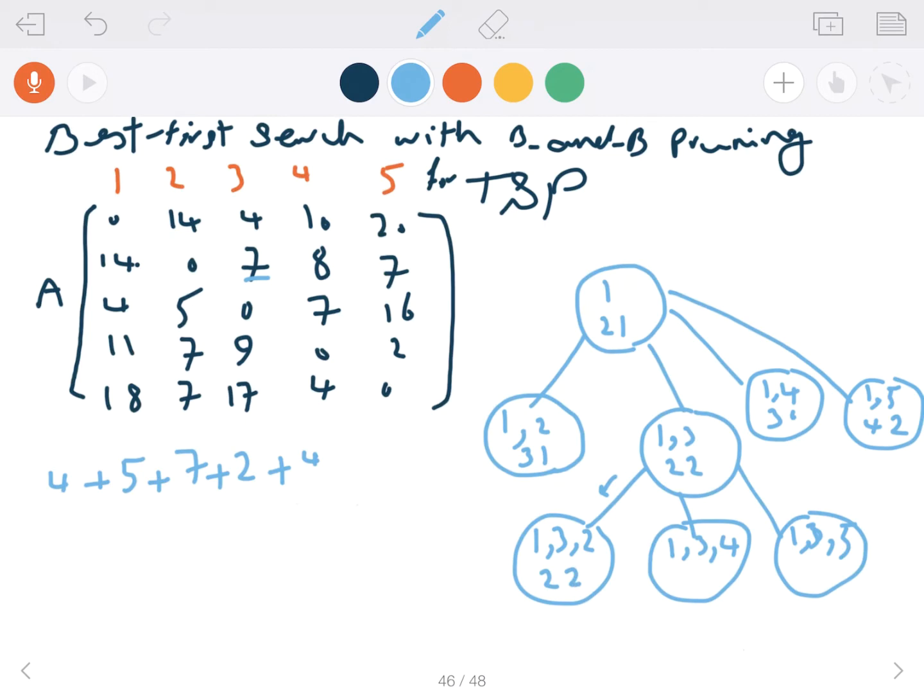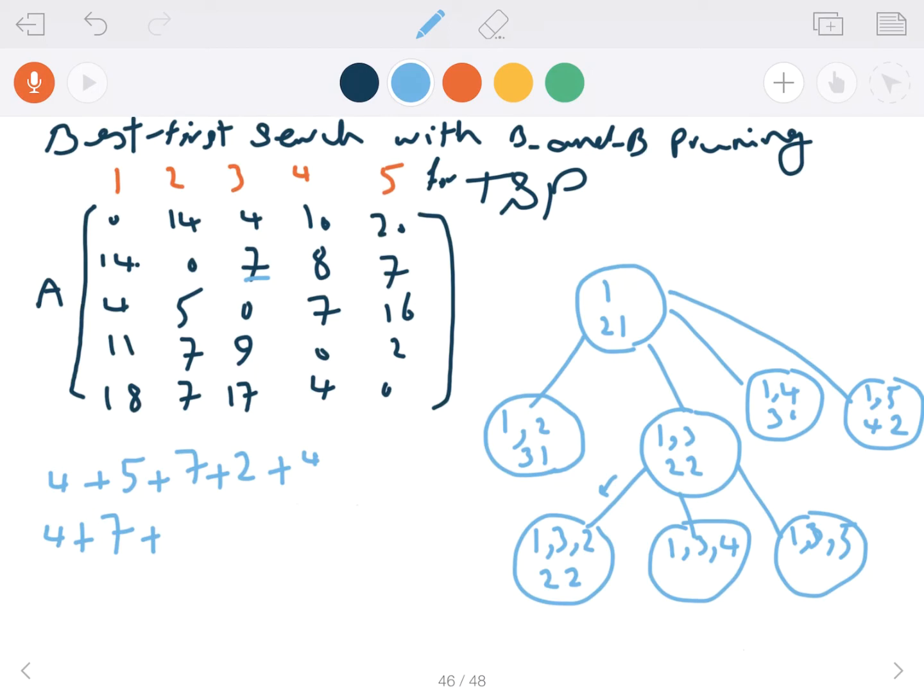I'm also going to do 1, 3, and 4, but I'm just going to write the bound calculated for 1, 3, and 5. So going from 1 to 3, the cost was 4. From 3 to 4, the cost is equal to 7, so 4 plus 7. And now we are going to go from node 4 to any other node, taking the minimum cost for every other node.